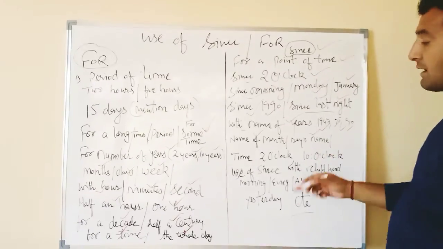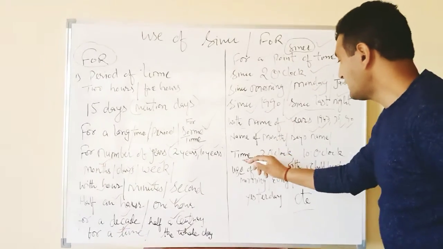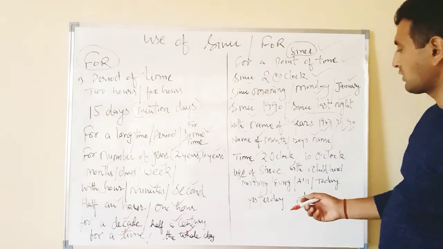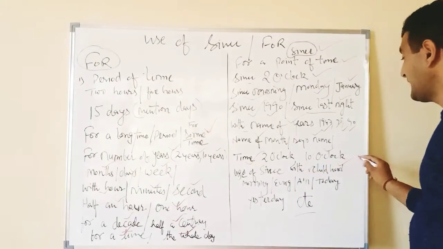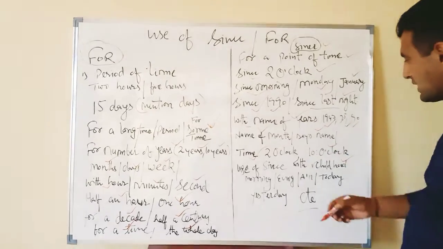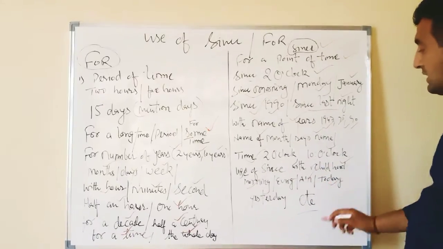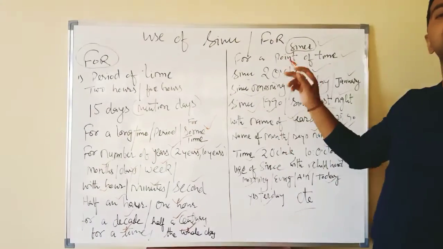ये name days का नाम बताता है, like Sunday, Monday, and it tells us about the time, जो exact time होता है 10 o'clock, 2 o'clock, etc. Use of the since with the childhood अगर बोलना है तो since childhood बोलते हैं हम, since morning बोलते हैं, since evening बोलते हैं, since afternoon बोलते हैं, and since today and yesterday as well we use with the since.